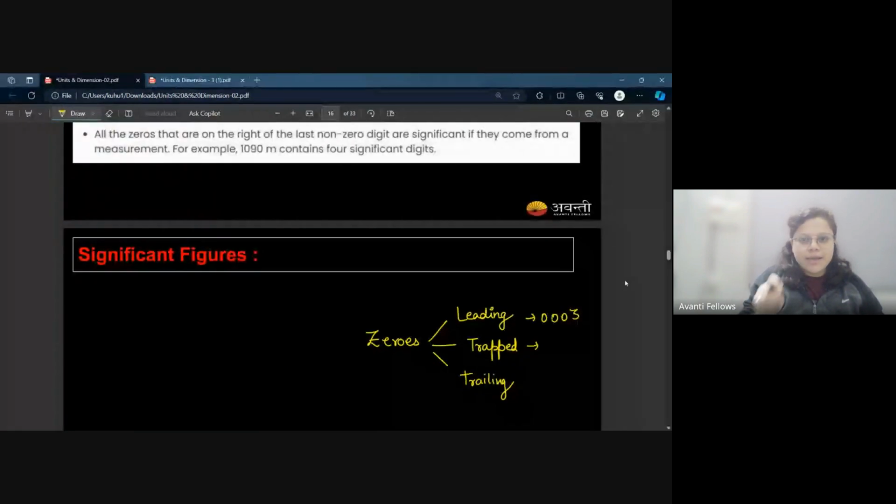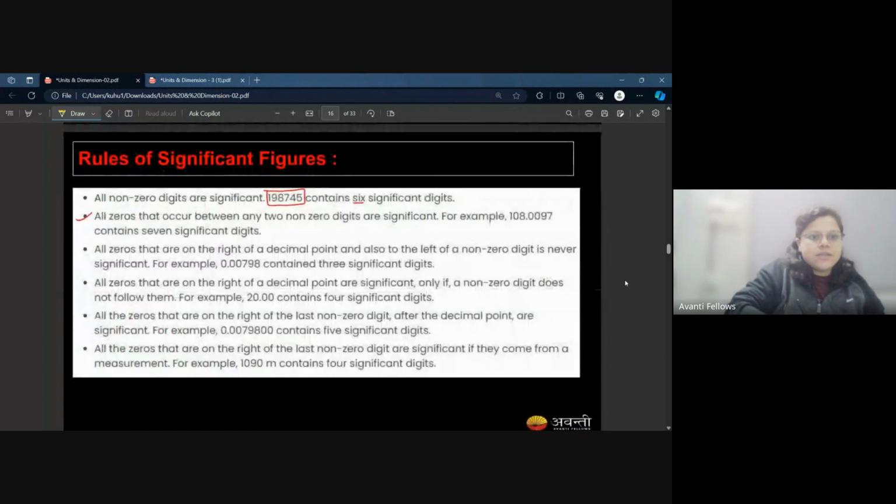Trapped, that is, when a zero is trapped in between two non-zero digits. For an example, 1003. Trailing zeros, the ones that are in the end. Okay, ending zeros. For example, 100, like this. So on the basis of position, you have 3 kinds of zeros over here. Now study these points. You will understand it better now. So they said they occur between any two. It means trapped zeros. Whenever you have a trapped zero, they will act as significant figures.